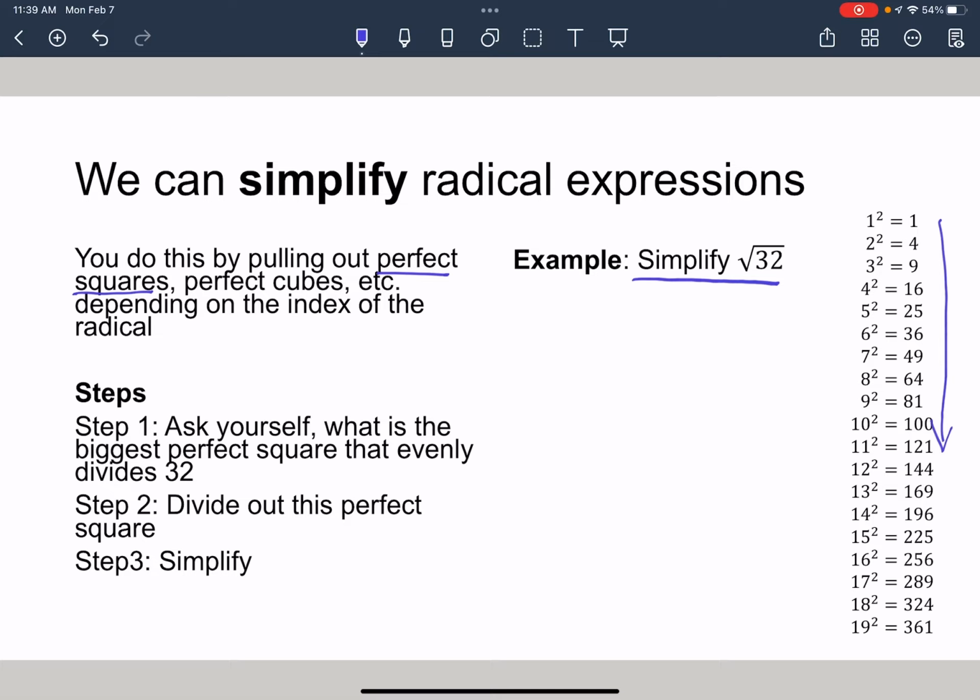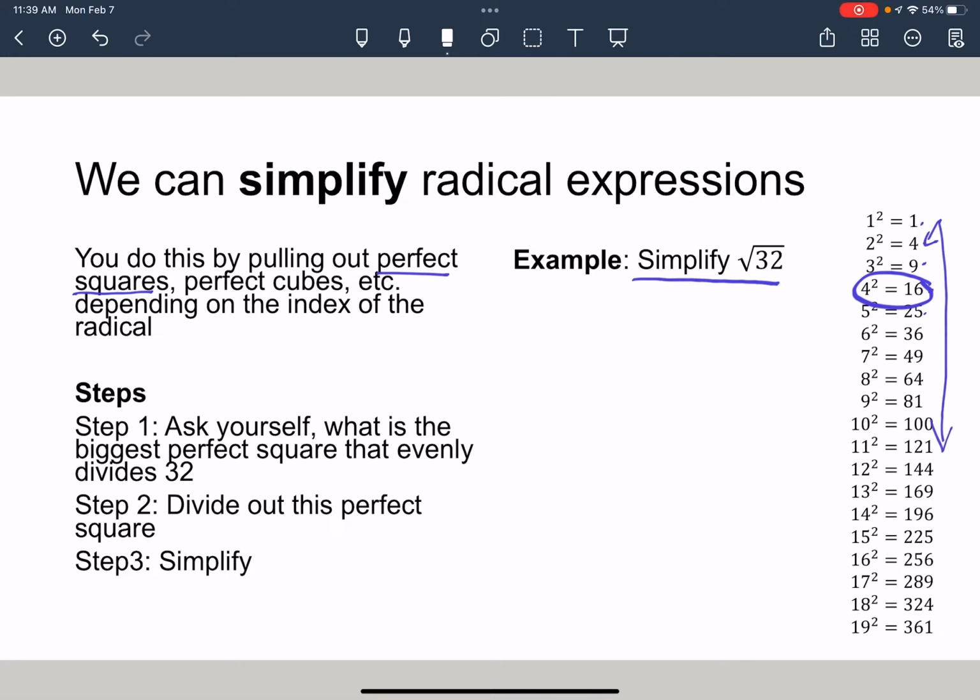So you're going to ask yourself, what is the biggest perfect square that's going to evenly divide 32? And what you do is you go down this list: 1, 4, 9, 16, 25. You want to see which is the largest perfect square that will evenly divide 32. The biggest perfect square that will do this is 16. 4 can divide 32, but it's not the biggest perfect square.